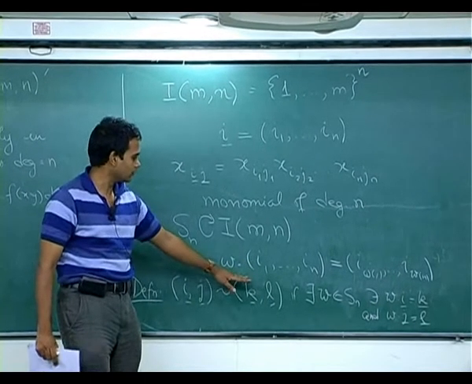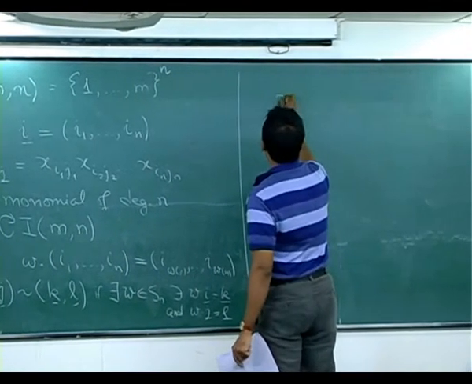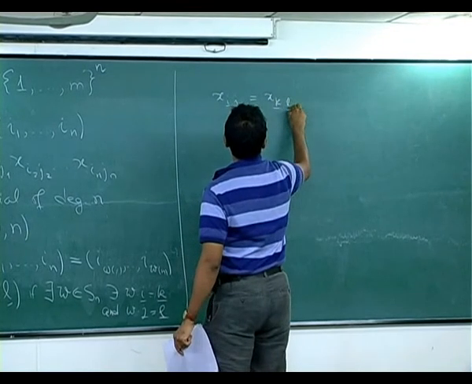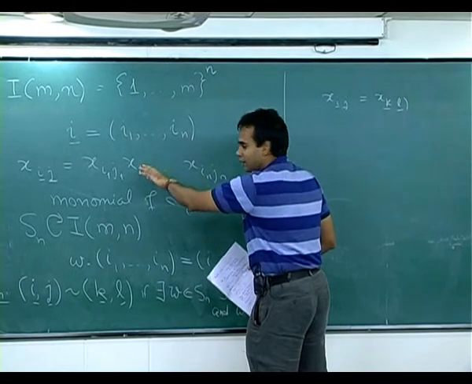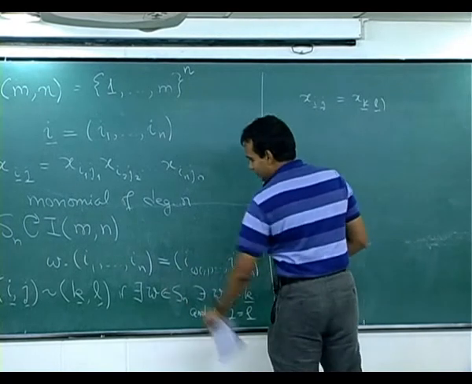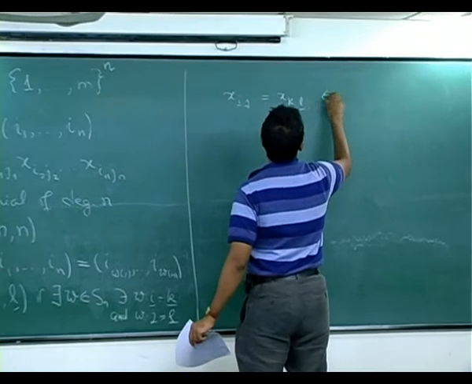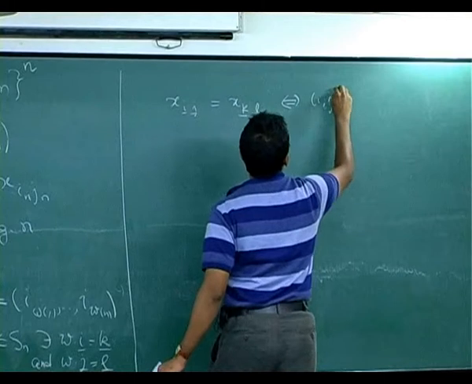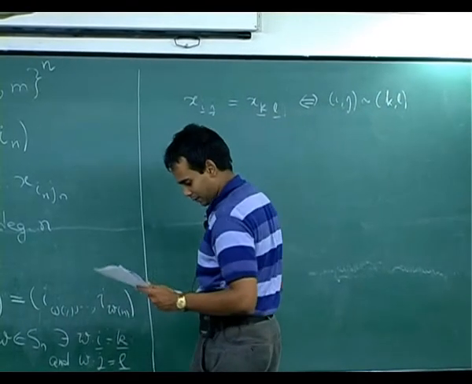The relevance of this definition is that x I j and x k L represent the same monomial. See, I could have just rearranged these terms in the monomial and it would still be the same monomial, and this definition of equivalence precisely captures that. So, x I j is x k L if and only if I comma j is equivalent to k comma L. That is why I have this definition.